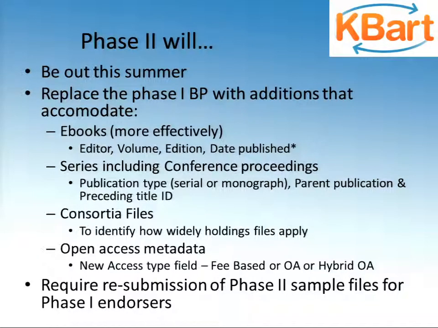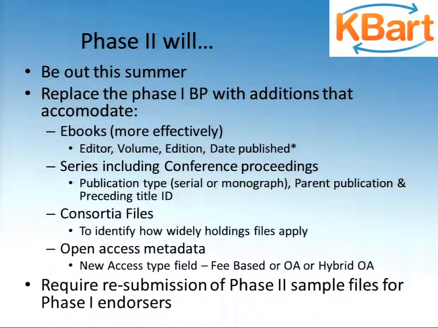So here's the new part, if you already knew about KBART. Phase 2 will be out this summer, and it will replace the Phase 1 best practices with additions that accommodate kind of 3 or 4 new areas. Ebooks were more or less covered before, but not exhaustively and effectively, so we've added some fields for ebooks: editor, volume, edition, date published. And I have an asterisk there, so if I get a chance during questions, I might ask you whether you think we should be having both a print date published and an online date published. There's some disagreement in the group about whether those are useful differentiations and whether that data would be meaningful and whether you have it or not.